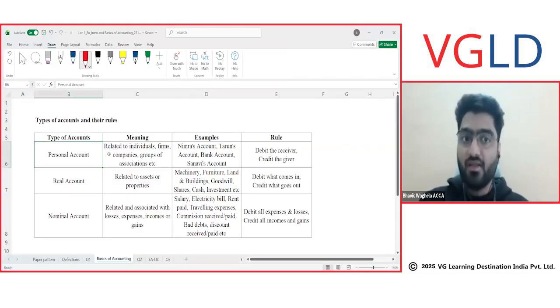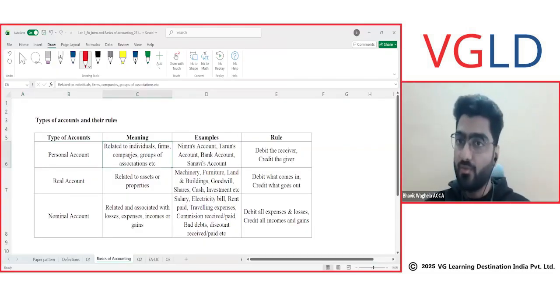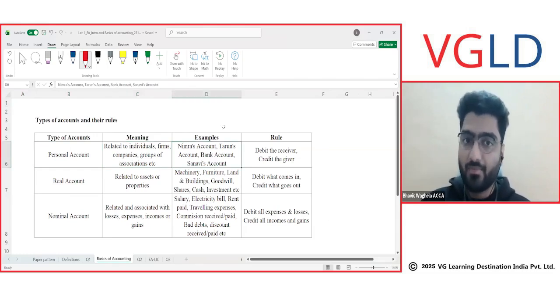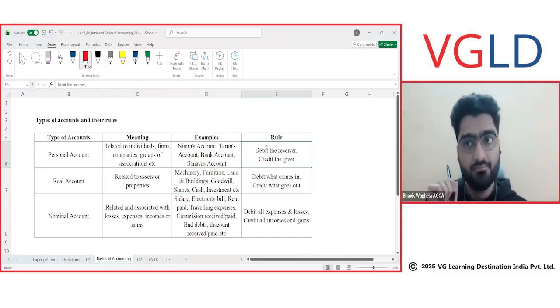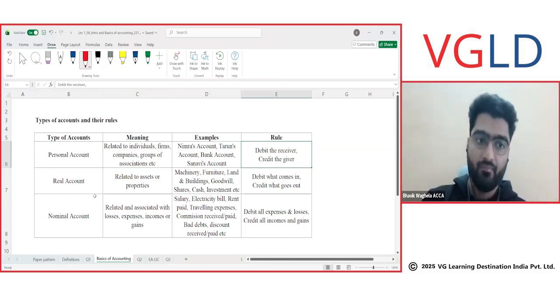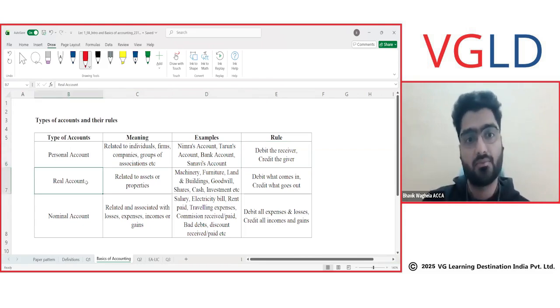So let us come back here. Personal accounts are the accounts related to individuals, firms, companies, groups of association, etc. Examples include Nimra's account, Tarun's account, bank account, Sanvi's account, etc. And the rule is debit the receiver, credit the giver. Everyone?